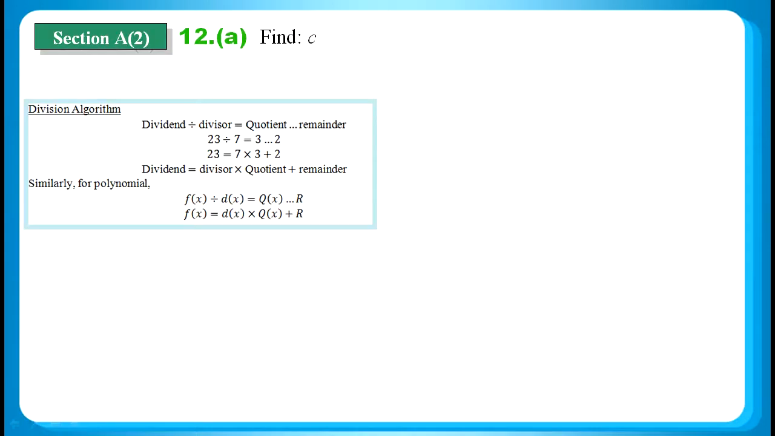For part A, what we have now is some information about a polynomial P(x). If it gives us the divisor, quotient, and remainder, we can use these three things to form the dividend. As we know from the question, x squared plus x plus 1 is the divisor, and 2x squared minus 3 is the quotient, and cx plus c minus 1 is the remainder. According to the division algorithm, we can form it in this format.